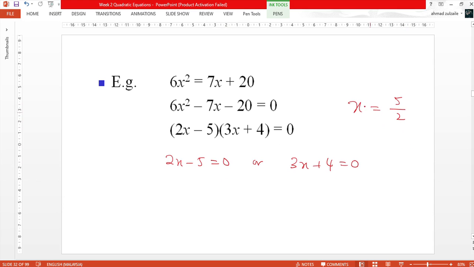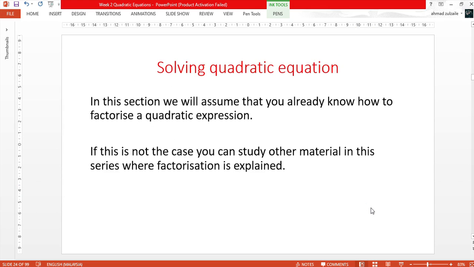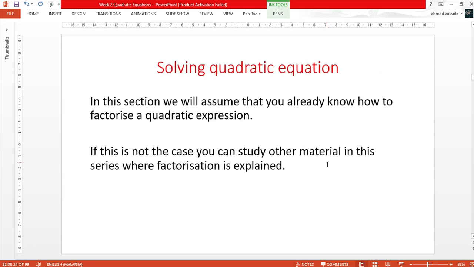But in order to have it in the factor form, what you can do is change them to become a factor. So it's very important to determine the value of your x. Remember, factorization is the reverse. Okay, in the previous slide, it is a reverse process of solving the quadratic equation.